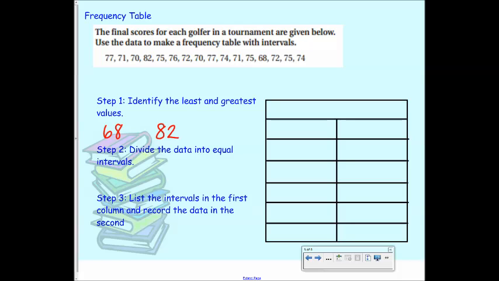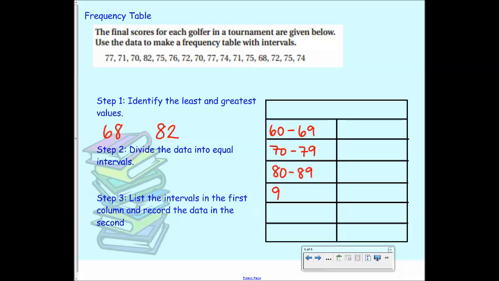So my intervals would be 60 to 69, then what? 70 to 79. 80 to 89. And do I need that? No. So that's it, right? So my frequency table is only gonna have how many rows? 3 rows.